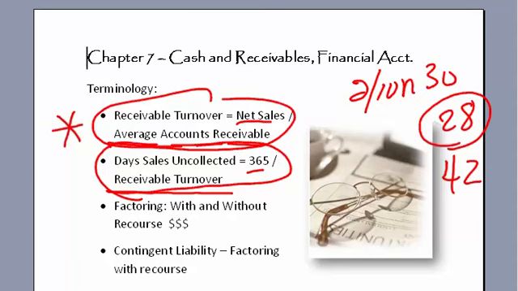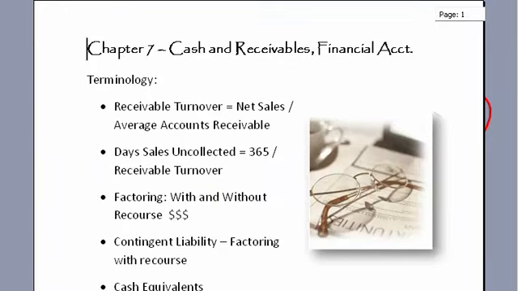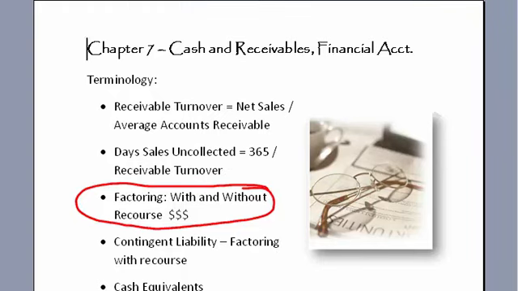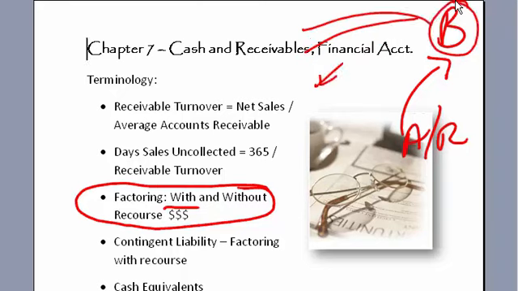Oftentimes businesses will need money, and when they do, what they'll do is take their accounts receivable and sell them off. It's called factoring. So they'll sell them to a company, and there's a lot of companies out there that specialize in it. You can factor with or without recourse. And the idea there is if you factor with recourse and you sell your accounts receivable to company B over here, then they will go out to the individual people and collect the money from them.